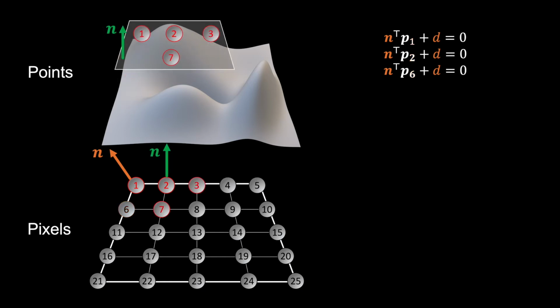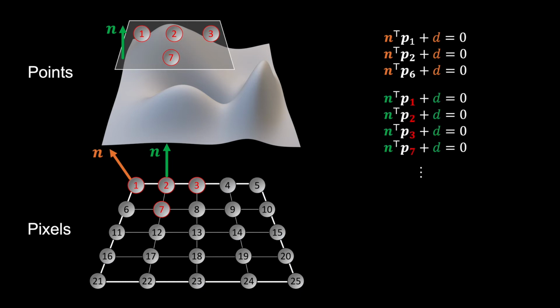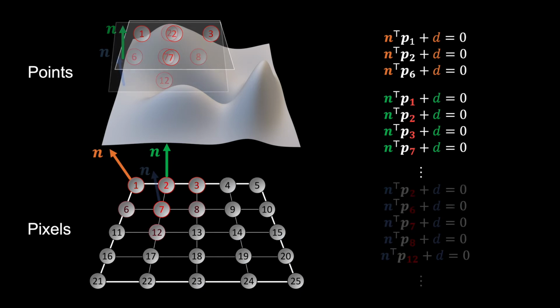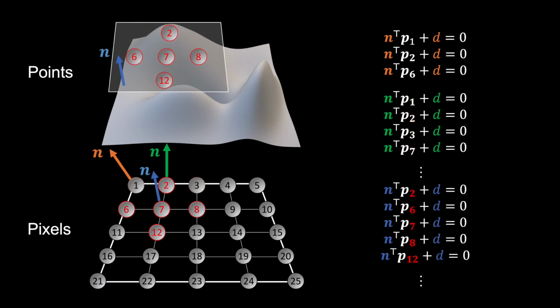Let's continue this plane fitting process for pixel 2. In this case, we fit point 1, 2, 3, and 7 to the plane whose normal direction is from pixel 2. We have 4 more plane equations now. We can repeat the process for all pixels that carry a normal vector. For example, for pixel and point 7, we fit its 4 neighboring points to the plane, whose normal direction is from pixel 7. By stacking all these plane equations and solving the linear system, we can solve the normal integration problem.